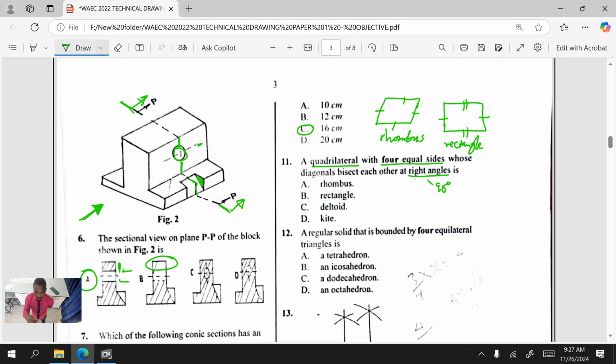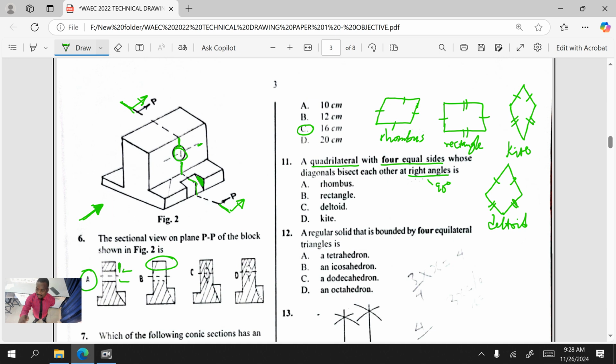A deltoid. Before I go to deltoid, let's go to kite. A kite looks this way. This side is equal to this side. This side is equal to this side. This is a kite, but all 4 sides are not equal. Can you see that? Now let's come back to deltoid. A deltoid is an inverted kite. Can you see it? This side is equal to this side. Then this side is equal to this side. This is what we call a deltoid. You might not have seen this shape before. That's what is called a deltoid. All the sides are not equal.